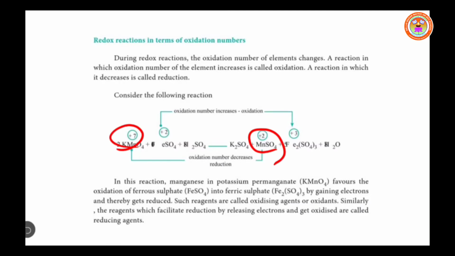Similarly, ferrous sulfate functions as a reducing agent. Understand, children? So remember, during an oxidation reaction, the oxidation number increases. During a reduction reaction, the oxidation number decreases. That's all about the definitions of redox reactions, oxidation and reduction. An important part of the lesson.